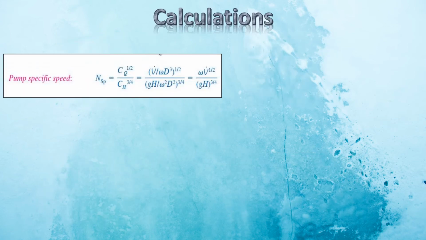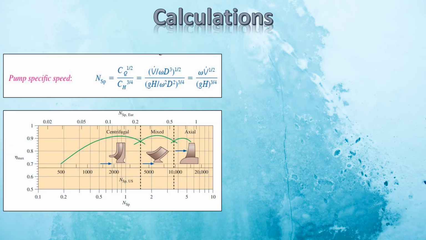Next, for calculations, we can calculate the pump's specific speed by using the equation displayed on the left upper corner. The value for the pump specific speed will always be dimensionless. This equation is paired with the diagram below it. The diagram shows the maximum efficiency as a function of pump specific speed.